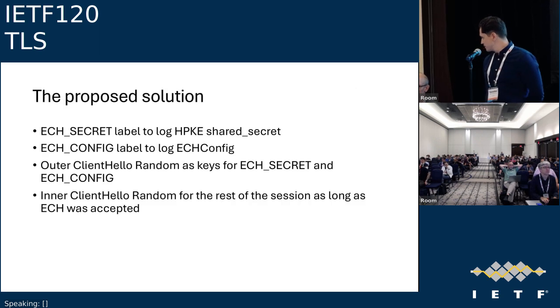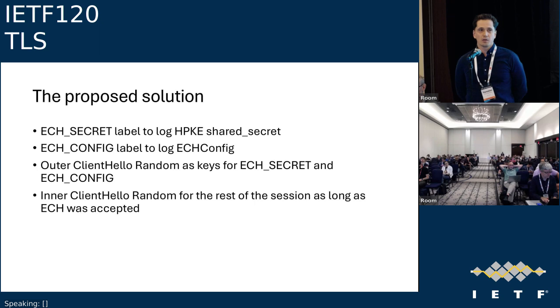Next slide, please. So the proposed solution, this is a very simple draft. It suggests four things. Two new labels for SSL keylog: one, ECH secret, that would log the HPKE shared secret from which a diagnostic tool can derive all the necessary secrets to decrypt ECH, and then an ECH config label to log the ECH config that was actually offered by the client or accepted by the server. Those messages would come labeled with the outer client hello random, and this draft also clarifies that the inner client hello random should be used as the index for the rest of the session as long as ECH was accepted, and this is actually how all the TLS stacks that implement ECH today behave with SSL keylog.